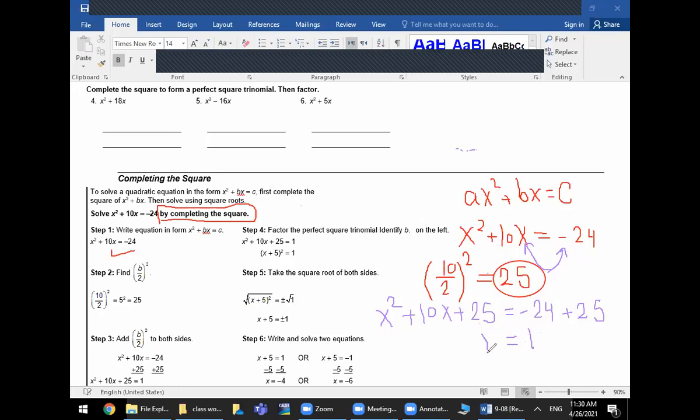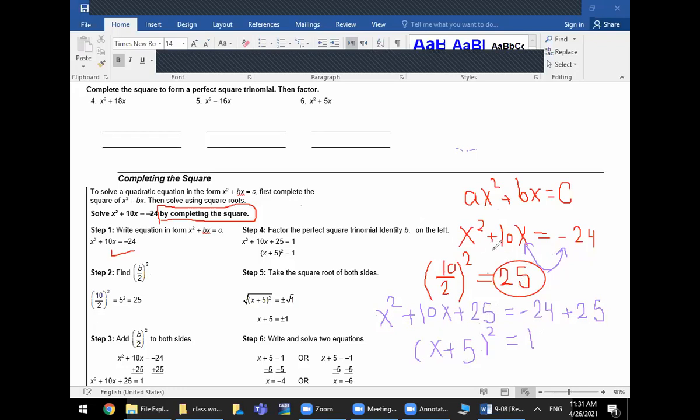Now I want to write this one as a perfect square. How? Root first, it will be x. In the middle, the sign. Root last, which is 5. This will be all to the power of 2.